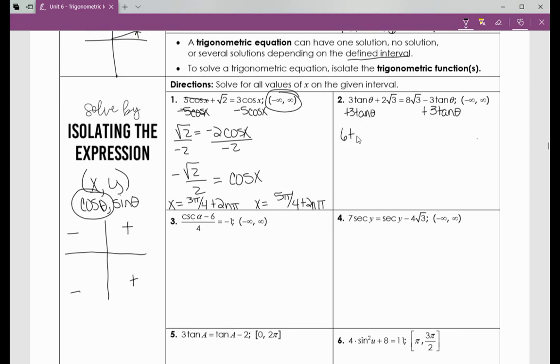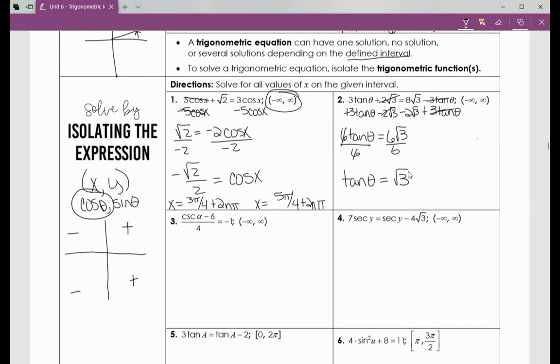That gives me 6 tangent theta on the front. I'm also going to subtract 2 square roots of 3 from both sides. So that would cancel it from the left and move it to the right and give me 6 square roots of 3. Divide both sides by 6 to cancel the 6 in front of the tangent. And I have tangent equaling positive square root of 3.